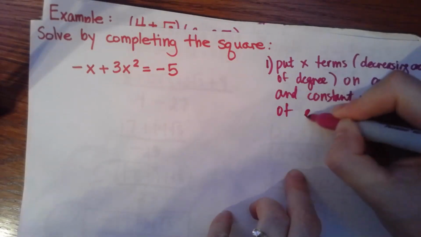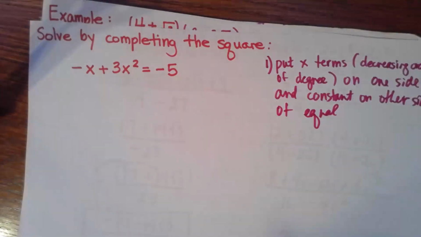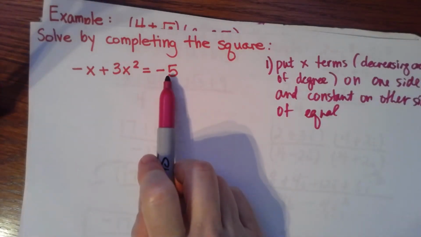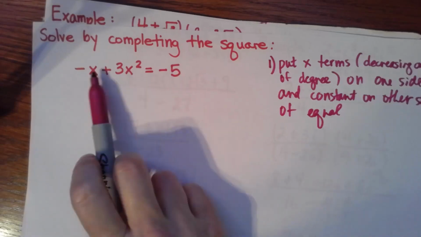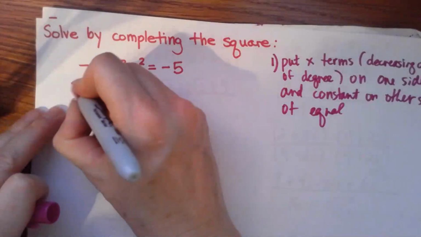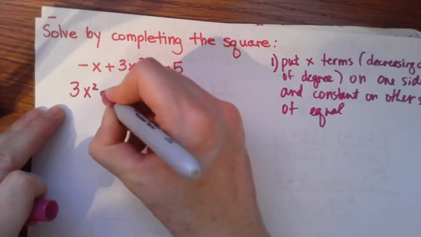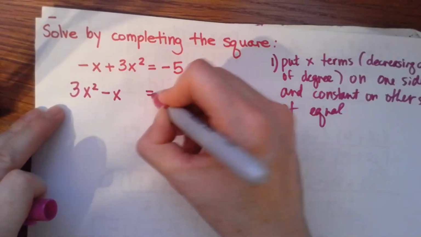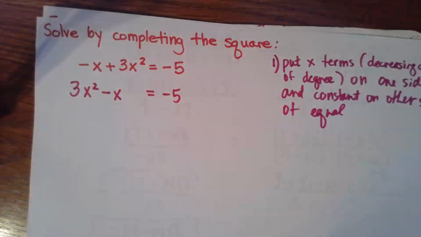Of the equal. Okay, and we're almost there. They put the constant on the right side and they put the x terms on the left side, but they're not in decreasing order. So let's go ahead and rewrite that as 3x squared minus x equals -5. Okay, now before you can complete the square, the leading coefficient must be 1.